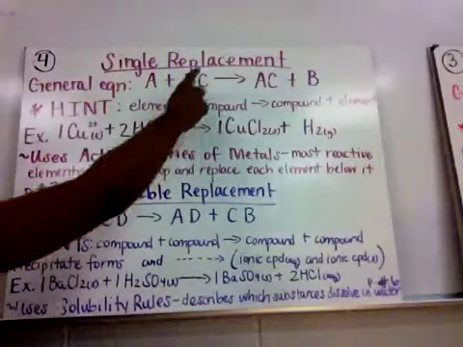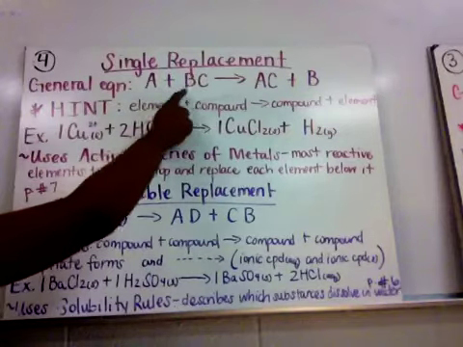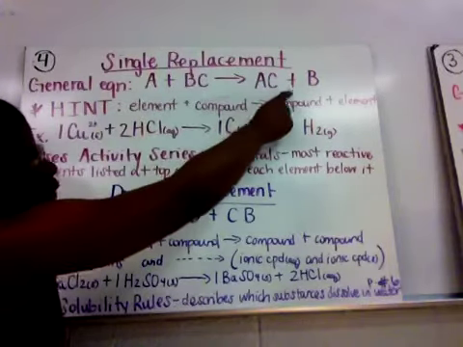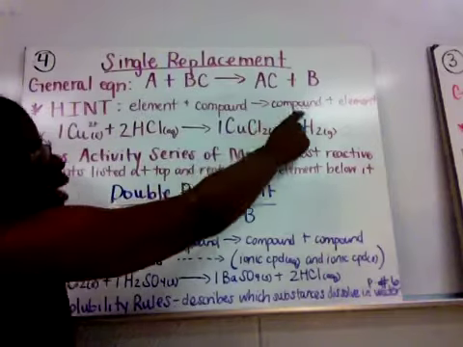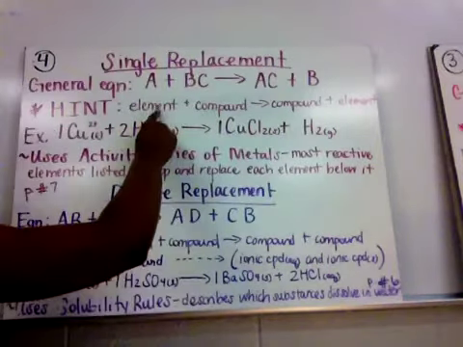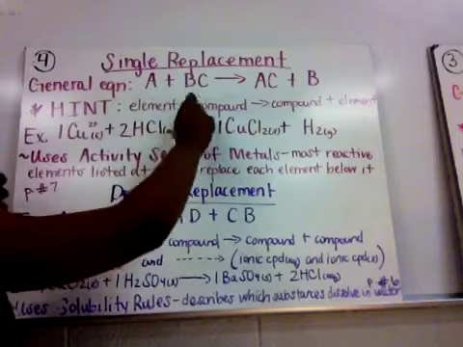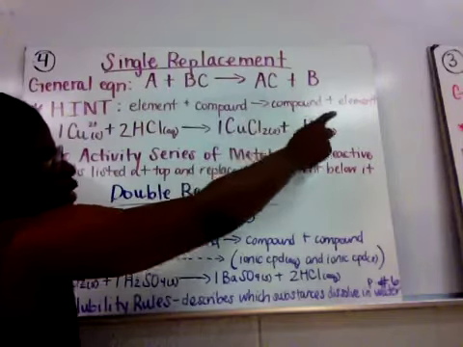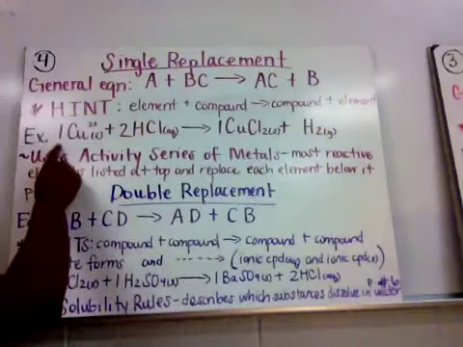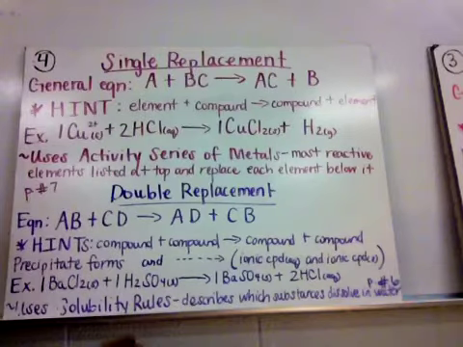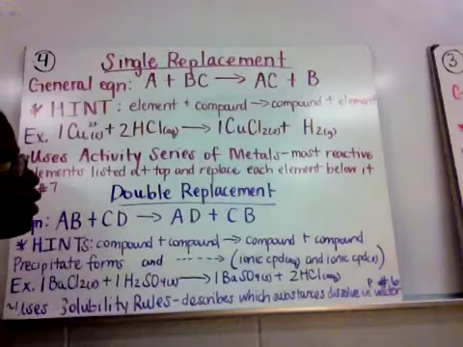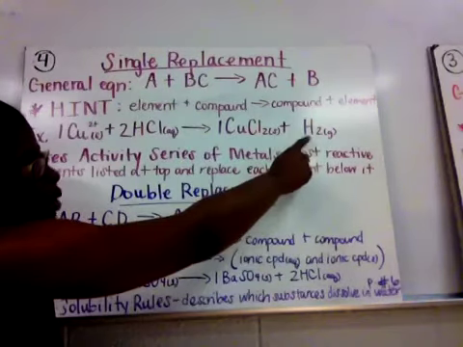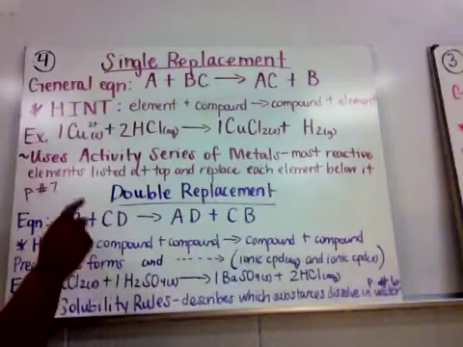So single replacement reaction, the general equation here is A plus BC is going to yield AC plus B. The hint here is element plus compound yields compound plus element. So your element here would be A, your compound BC, compound here AC, element B. So an example here, you have 1 atom of copper plus 2 molecules of hydrochloric acid, and that's going to produce 1 molecule of copper 2 chloride and 1 molecule of hydrogen gas.